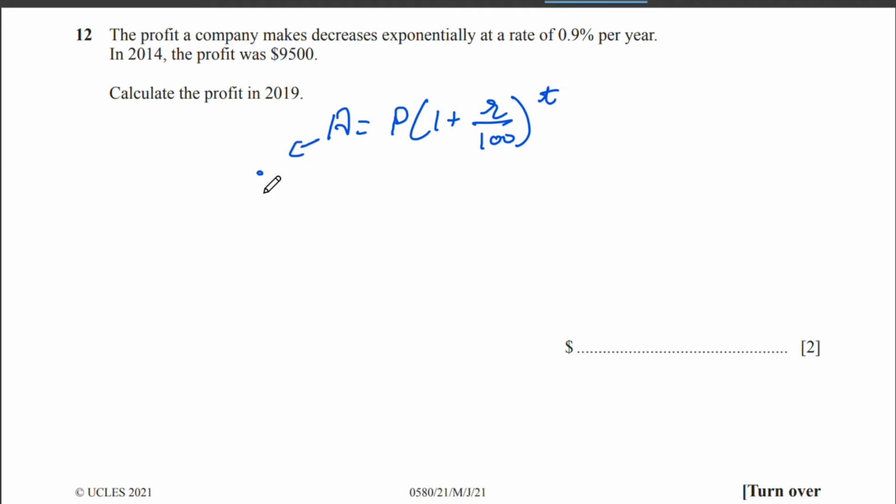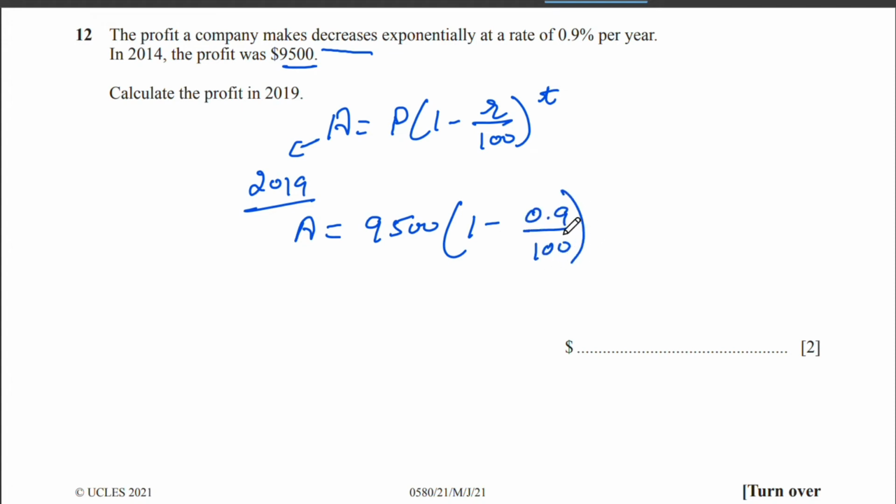The principal will be 9,500, because that's the initial amount, and then we have to calculate. Now the thing is that it decreases exponentially. So we put a minus sign over here. Instead of plus, we are going to put a minus sign. Now substituting the values, A equals 9,500(1 - R/100)^T, where R is 0.9 and T is 5 years. See, 2014 to 2019, that's 5 years.